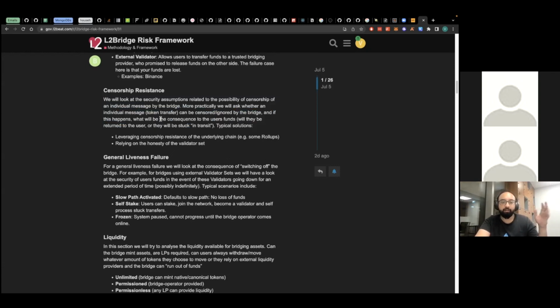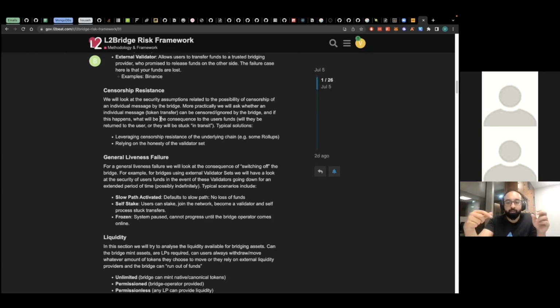Then we look at things like censorship resistance, meaning, if you deposit money on the source side, is there something that allows you to feel safe from these bridging providers censoring your deposit, right? We have these schemes in rollups where there is an escape hatch on L1, and you can send your transaction directly on L1, and then the sequencer has to process this transaction, right? But apart from rollups, I haven't seen a lot of bridges provide this, to be honest, and I'm not 100% sure how this would even work.